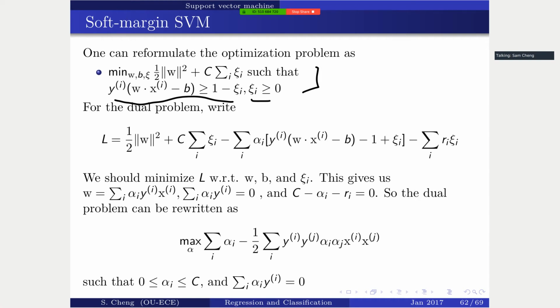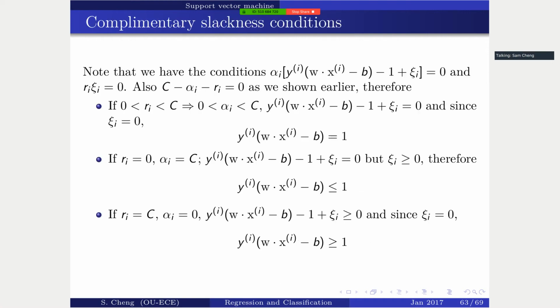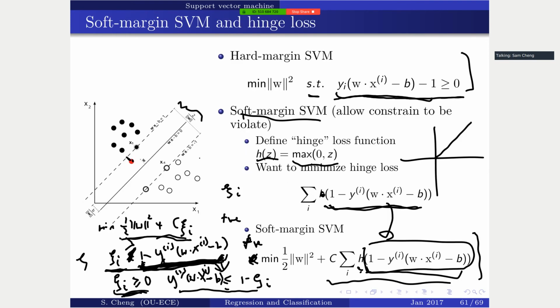Dr. Chang? Yes? Is there a method for picking a reasonable C? How do you choose C? This is again a very good question, but I don't think there's a very good method. This is again some kind of hyperparameter.